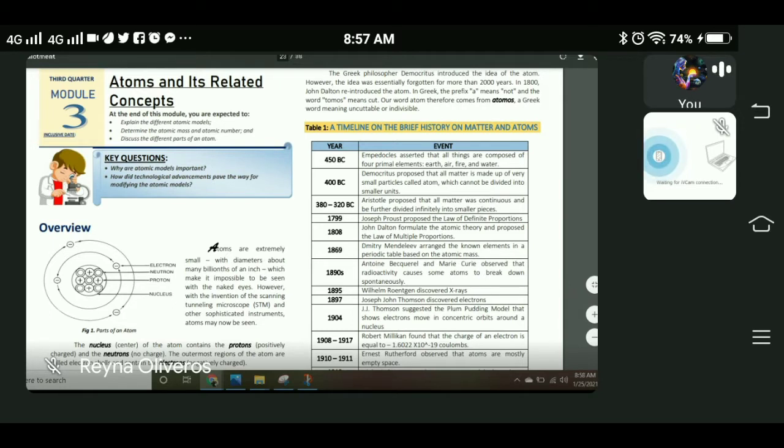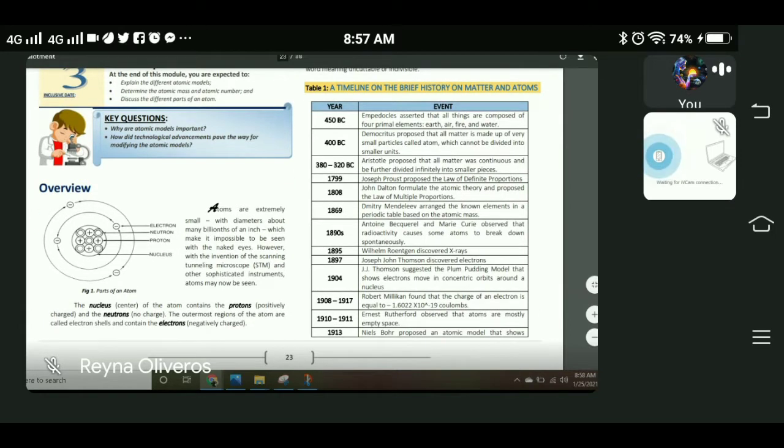So the key questions in studying about atoms and its related concepts are: why are atomic models important? And how did technological advancement pave the way for modifying the atomic models? As an overview, atoms are extremely small, with diameters of about many billionths of an inch, which makes it impossible to be seen with the naked eye.